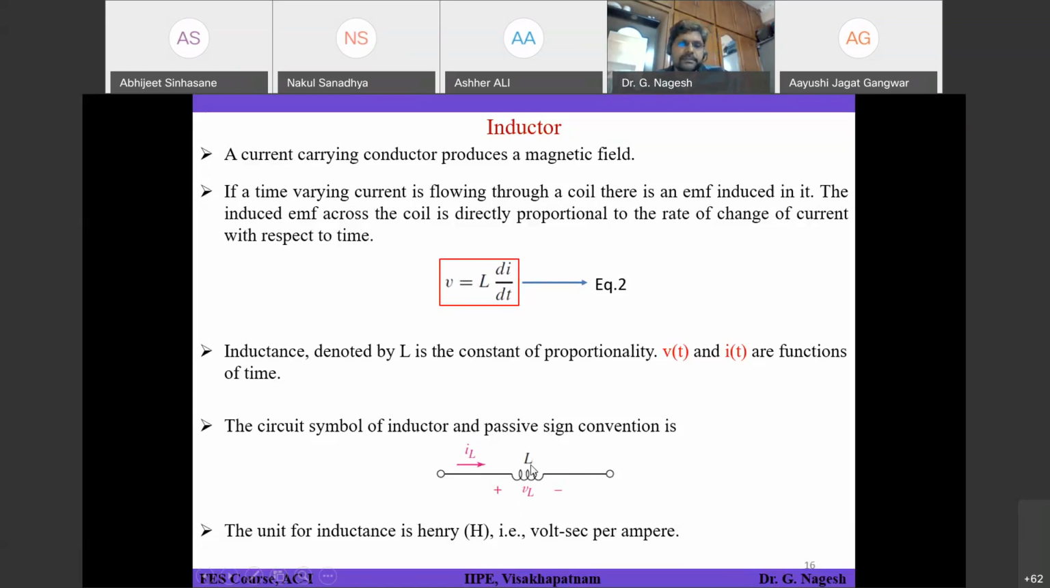It depends basically on the dimensions of your inductor, how many turns you have, and what is the area of cross section of the coil you have used. On those parameters this L value will depend. So you can design any inductor by having more number of turns, and based on the cross section of the wire you have used, the L value will keep on varying.